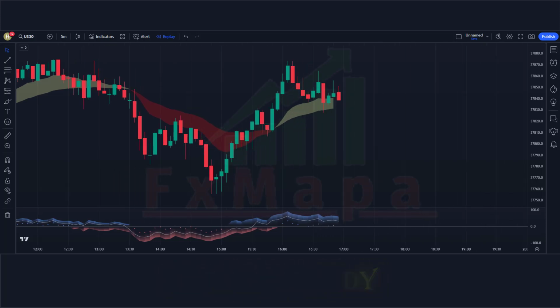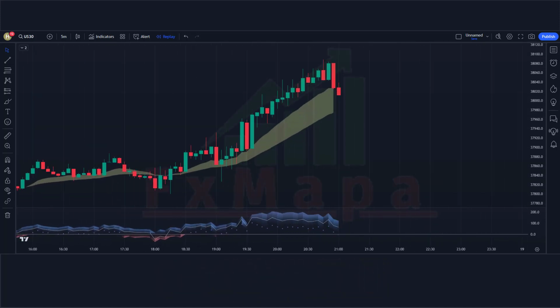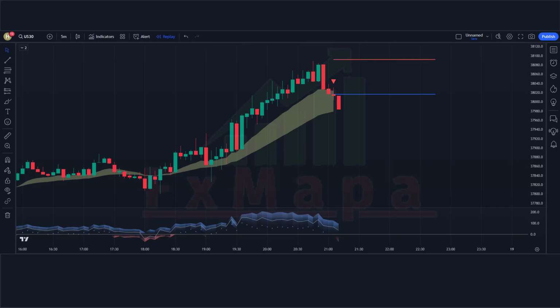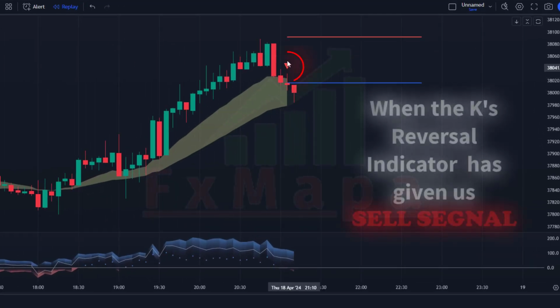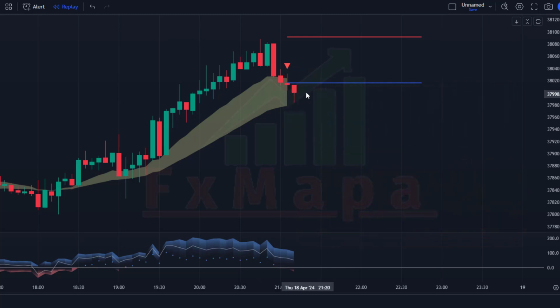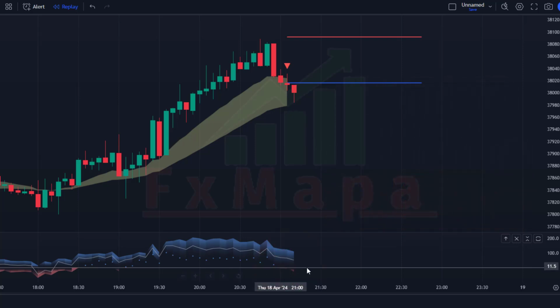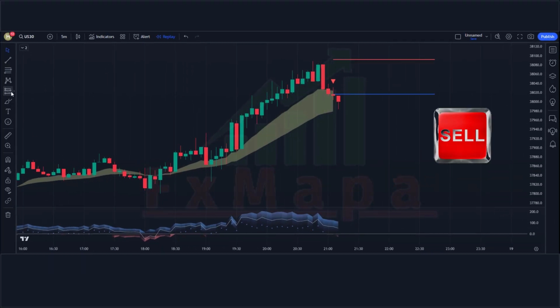Setup is ready. Now, let's understand the concept where we will take buy and sell trades based on their conditions. When the K's reversal indicator has given us a sell signal, when the line of the MA trend zone indicator is yellow color with a bearish candle, and when the CO of the Super Trend AI indicator is below the middle level, if these conditions are fulfilled, then we will place a sell order.